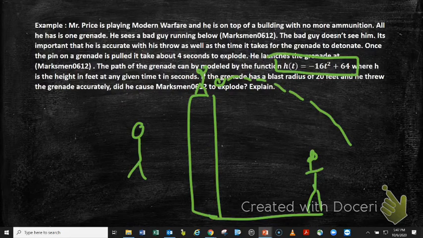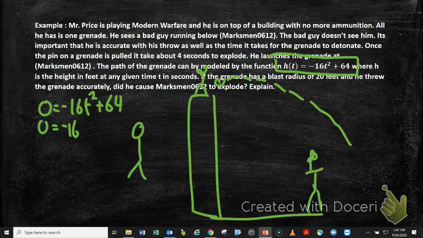So the way I'm going to think about this is I'm going to set this equal to 0 because I want to find out when the grenade hits the ground, how long it takes for the grenade to hit the ground, so I can see if he is in that blast radius. Let's go ahead and do this real quick. I'm going to factor out a -16 because that's my GCF and I want to keep a positive.